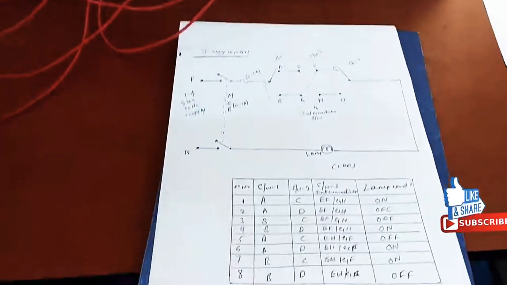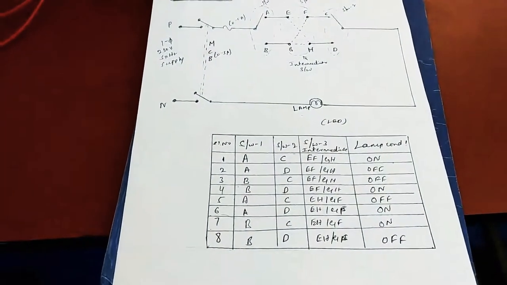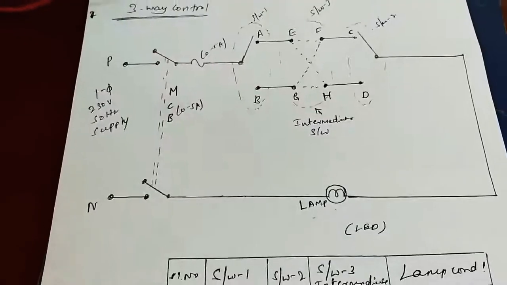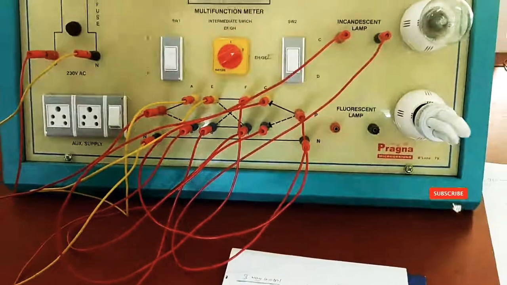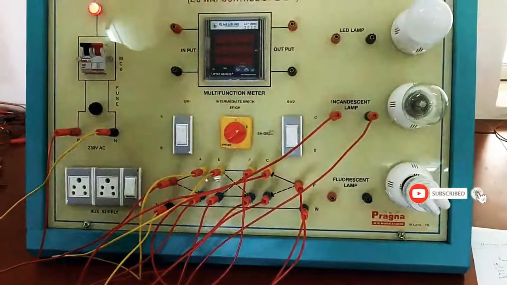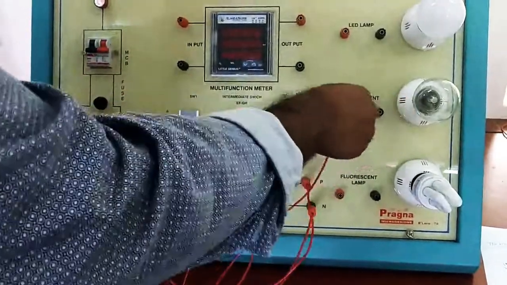So, this is the verification of three-way control of lamp using the switching table. We verified it, and you can write the result like this: based on the switching table, the two-way control of lamp and three-way control of lamp experiments are verified. So, switch off the power supply and remove the connection.